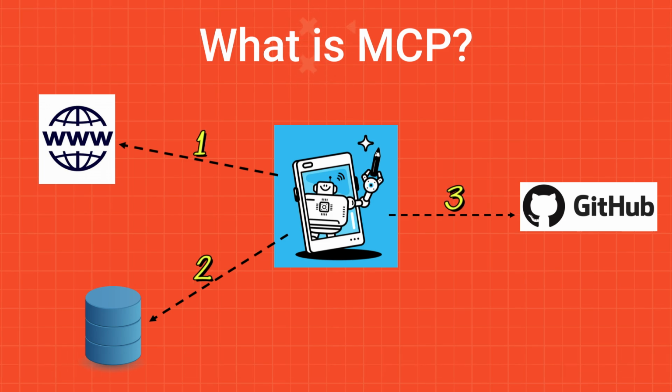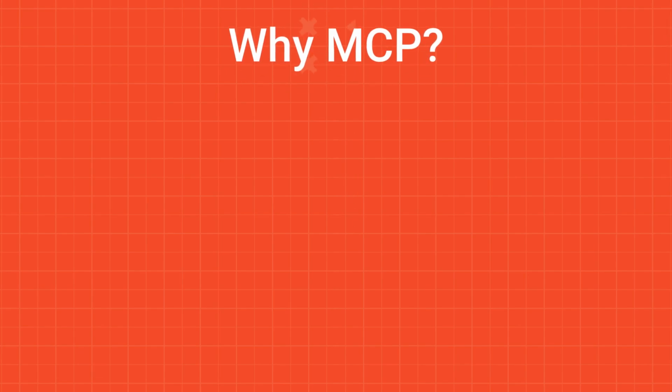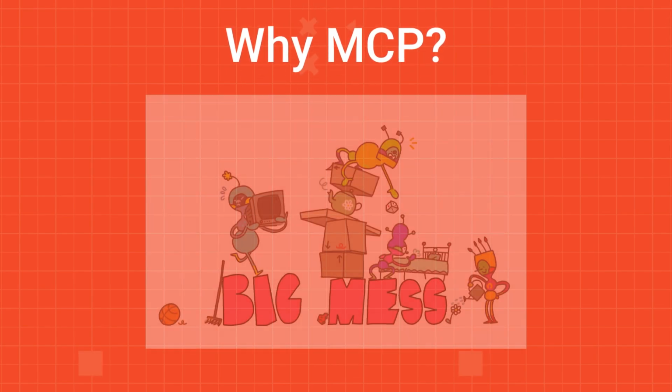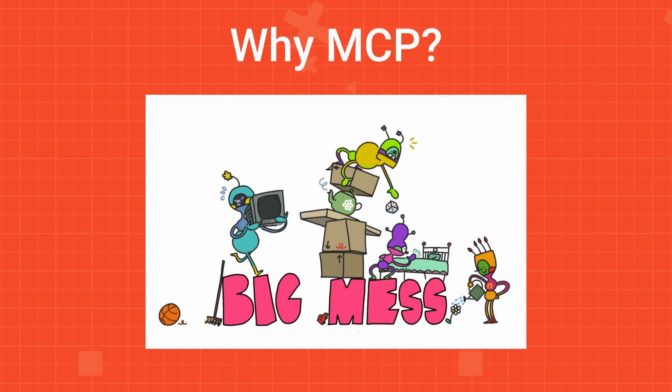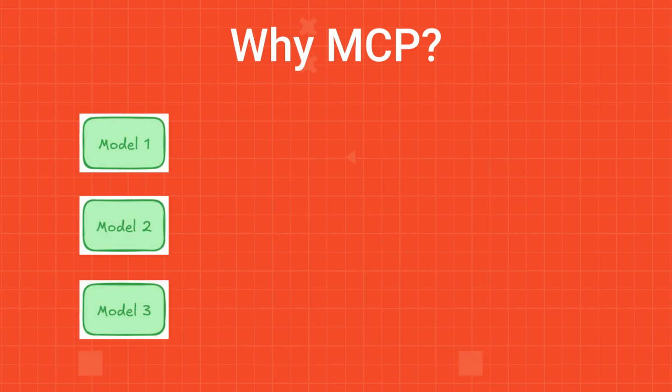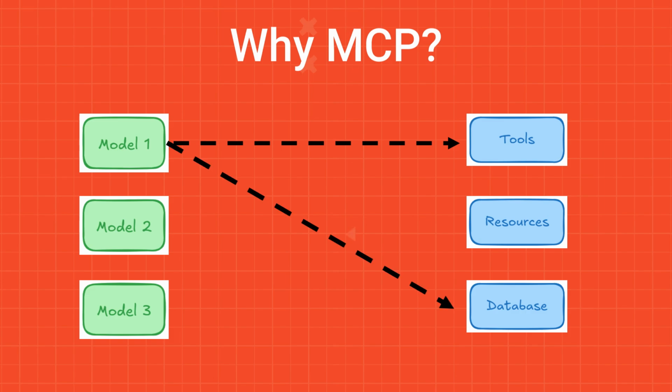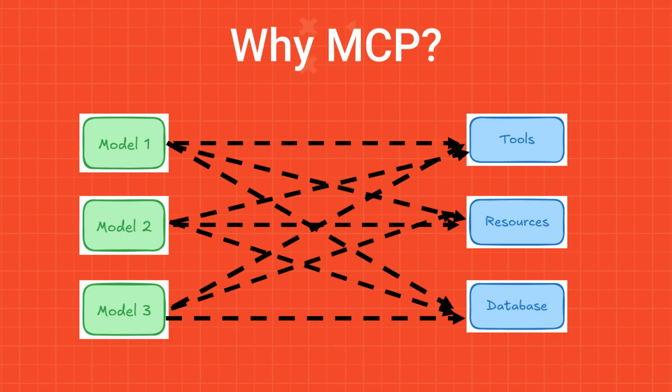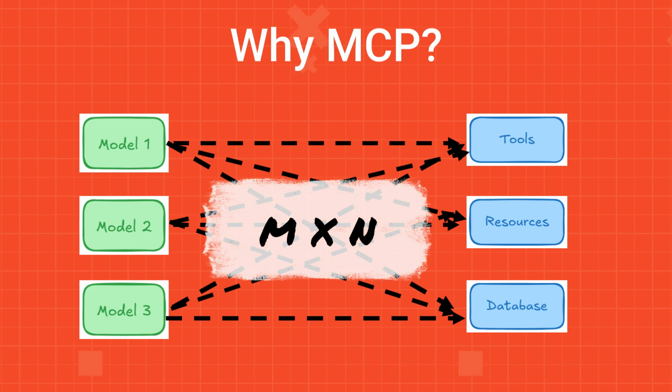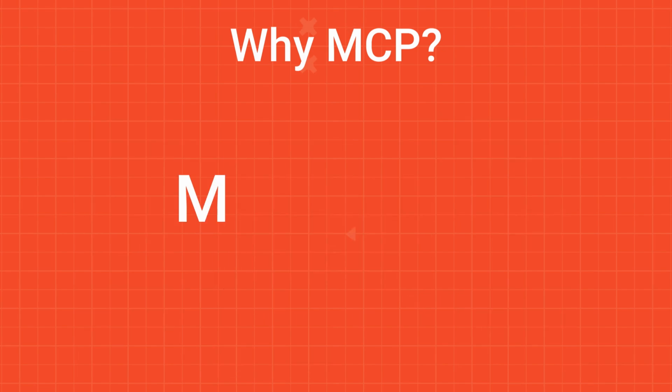Let's dig a little deeper. Firstly, we need to understand why MCP was created. Before MCP, connecting AI models to external tools and data sources was a total mess. If you had 3 AI applications and 3 external tools, you might end up writing 9 different integration modules because there was no common standard. This does not scale. This created what's known as an M cross N integration nightmare. If you had M AI applications and N different tools or data sources, you might end up writing M cross N separate custom integrations, which is a maintenance nightmare.